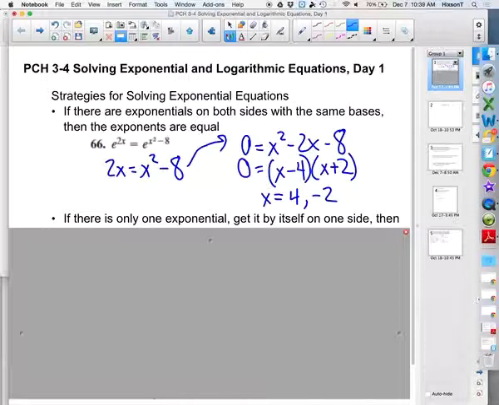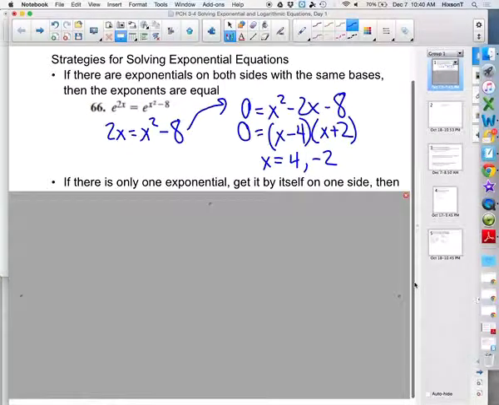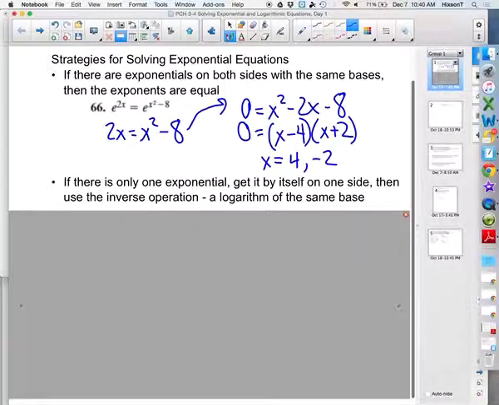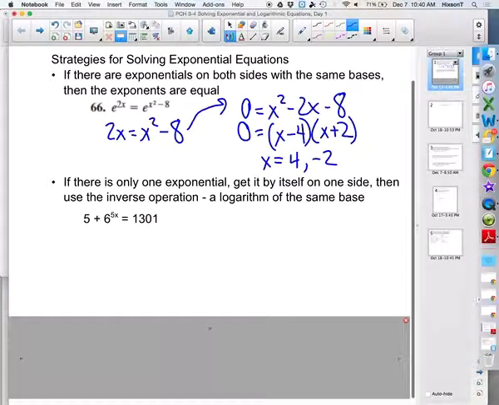Another case is when we have only one exponential in the equation. Sometimes that one exponential is already by itself on one side and all we have to do is take a log. But even if it's not already by itself, if there's only one exponential, we need to get it by itself on one side and then use the inverse operation. And what's the inverse operation of an exponential? It's the logarithm that has the same base. So we're looking at, for example, a case like this: 5 plus 6 to the 5x power equals 1,301.